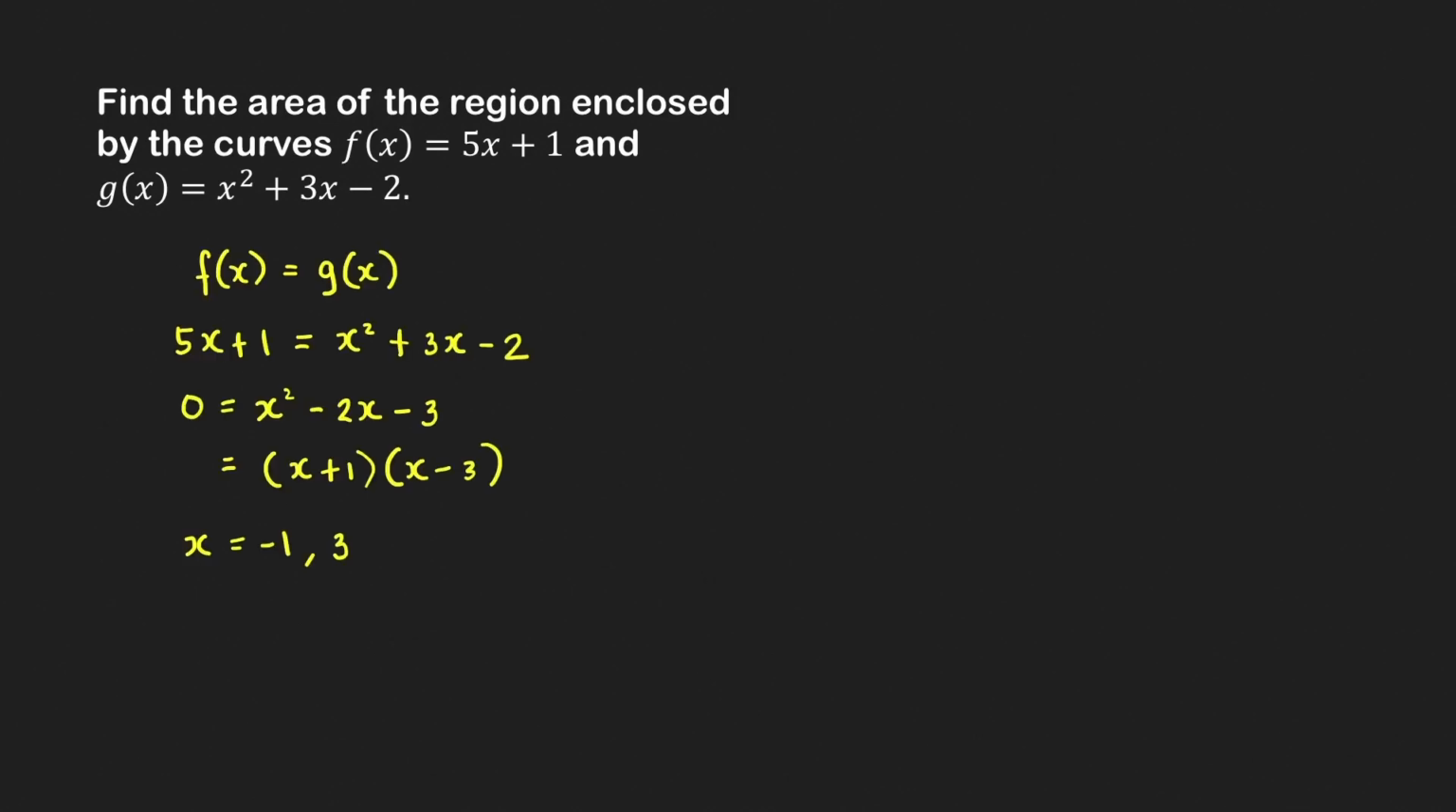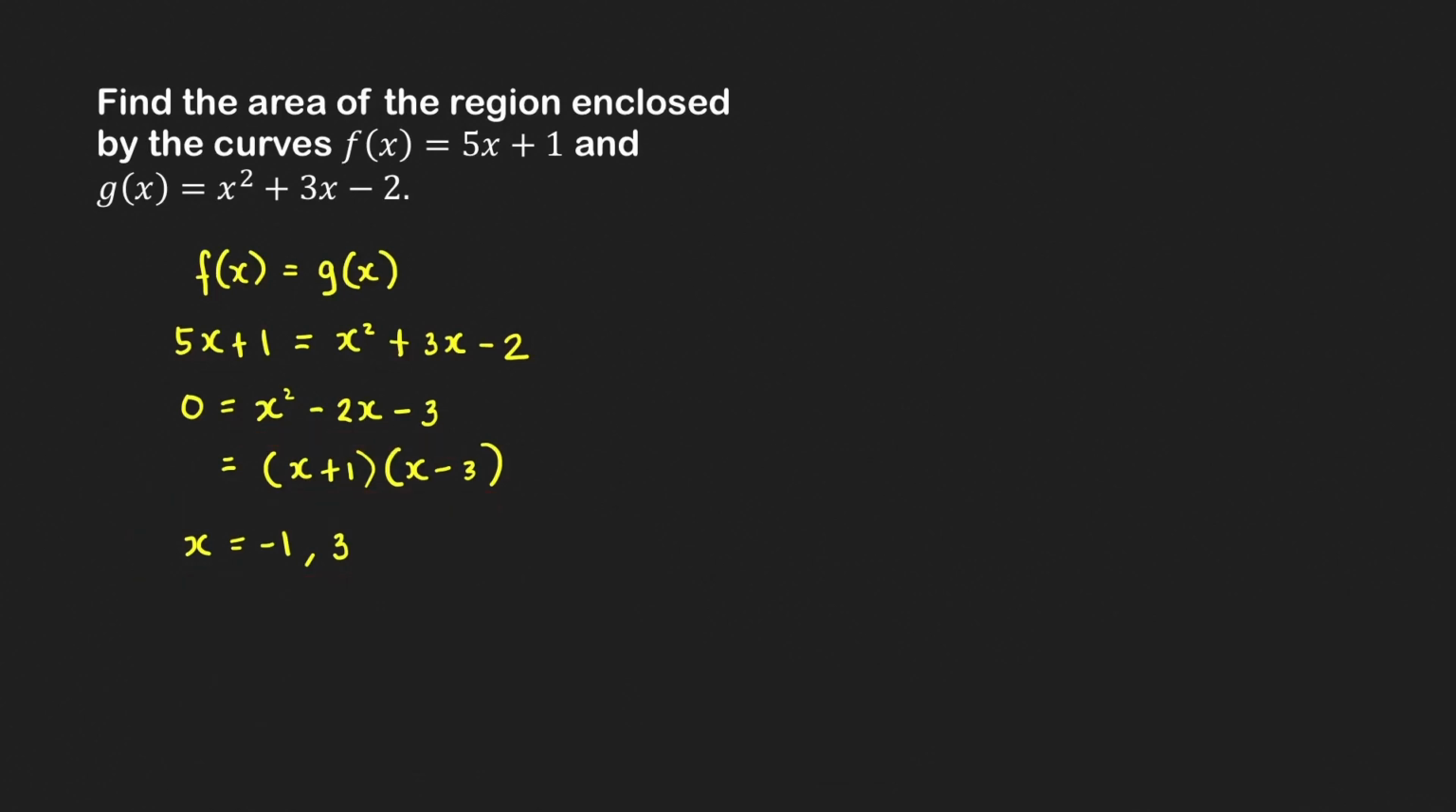To find them, at points of intersection we have the same function values, f of x equal to g of x. So we have here 5x plus 1 equal to this trinomial, and then move all the terms to the right-hand side. You'll get x squared plus 3x minus 5x, so that will be minus 2x, and then minus 2 minus 1, so that is minus 3. And we can factor this to x plus 1 times x minus 3. Therefore, the x coordinates of our points of intersection are x equals negative 1 and x equals 3.